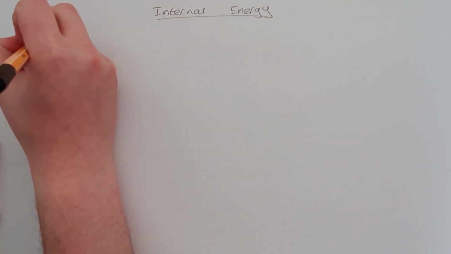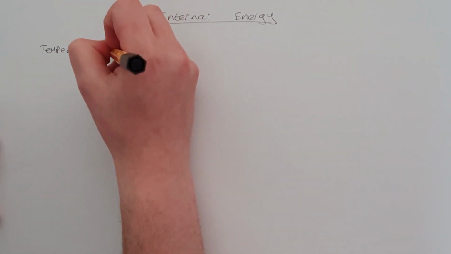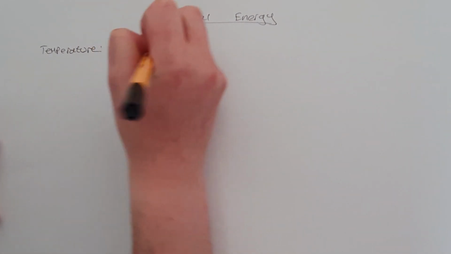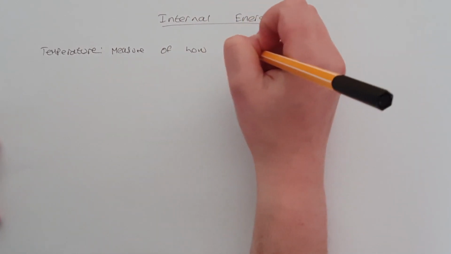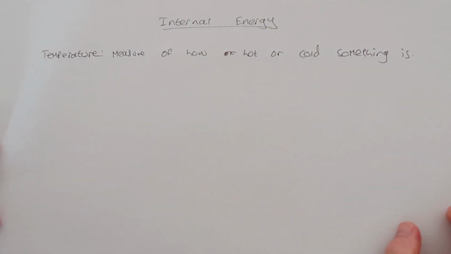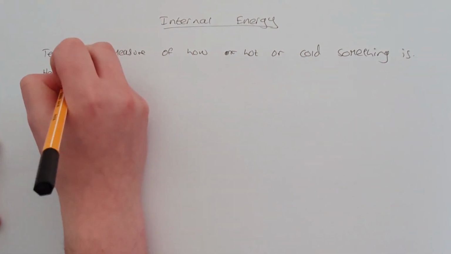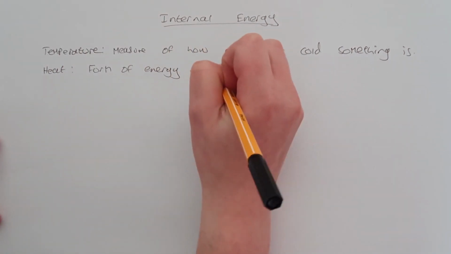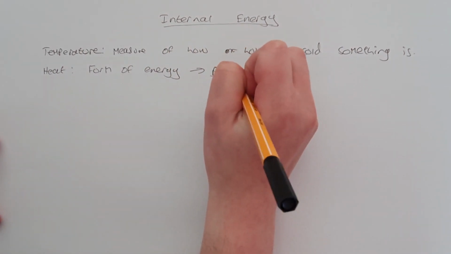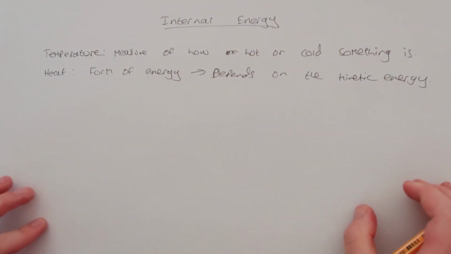So first of all, what is temperature? So temperature is a measure of how hot or cold something is. And in the lab, you will use a thermometer to measure the temperature. Heat is a form of energy, and it actually depends on the kinetic energy. Now we get to a concept of something called internal energy.